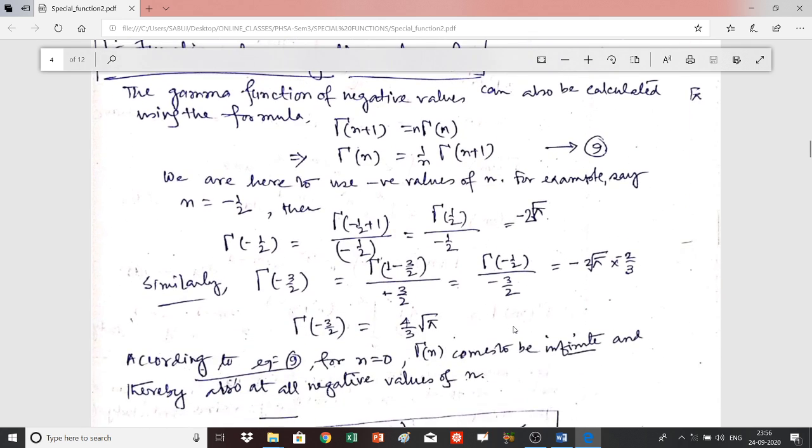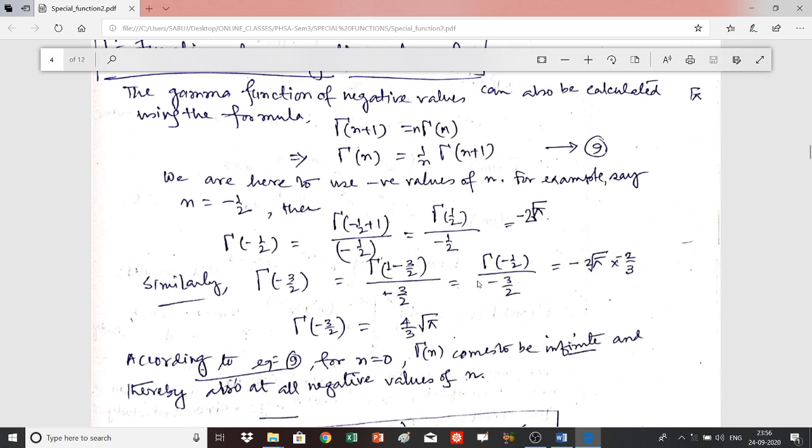After that, if you wish to find out the value of gamma minus 3 by 2, then you have to apply this relation once again. Gamma minus 3 by 2 can be written as 1 by minus 3 by 2, times gamma of minus 3 by 2 plus 1. That is nothing but this.